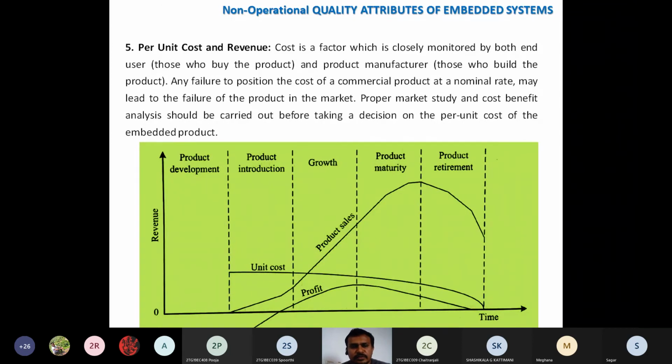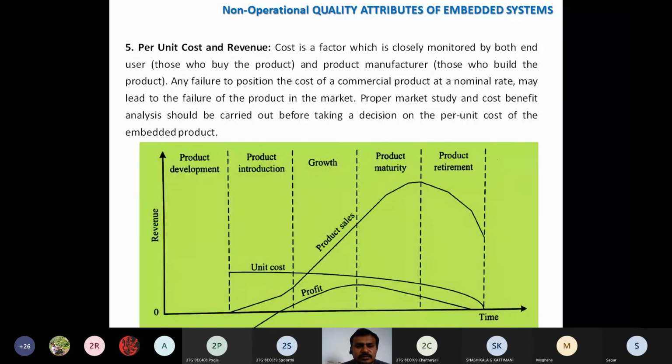The first period is called product development, where the product is still under development in the lab. It is not yet kept in the market. So there is no unit cost and there is no revenue from that product when it is in the development stage, from prototype to the time to market. The prototype is there and you are designing it. Time to market means when you are going to bring that one to market.